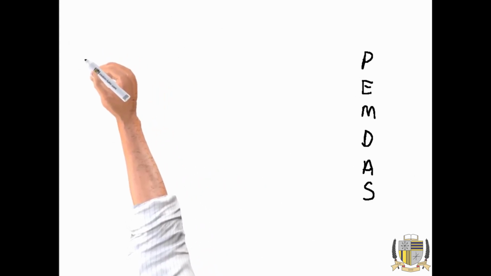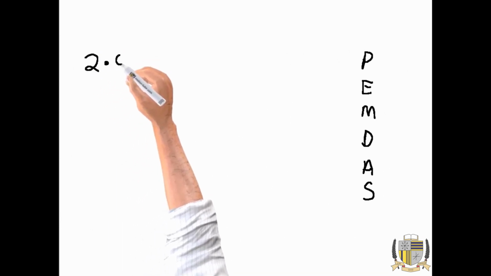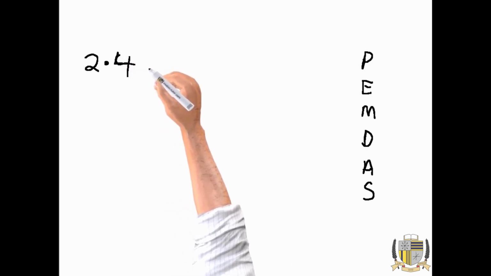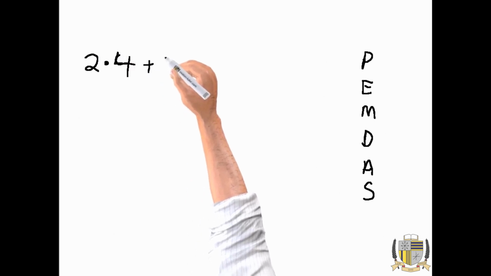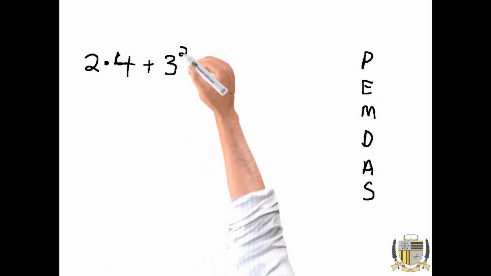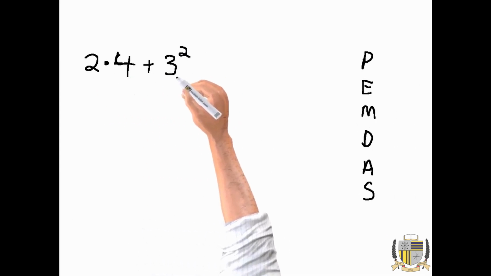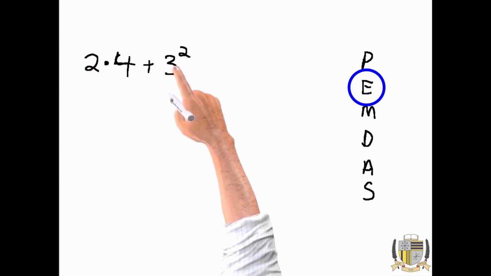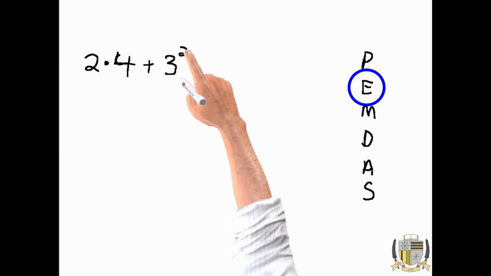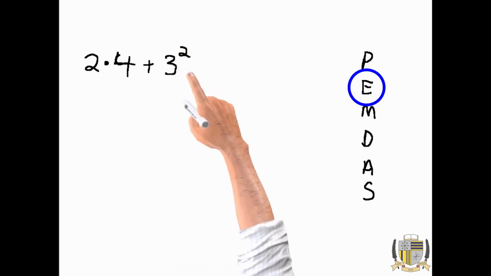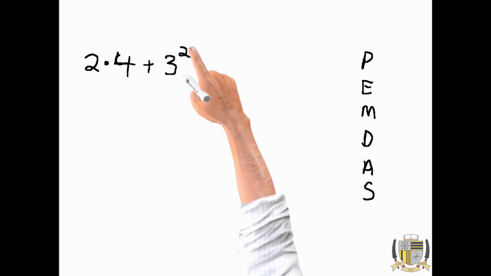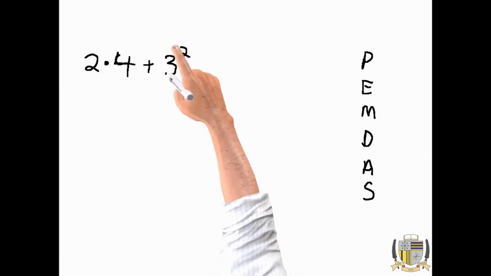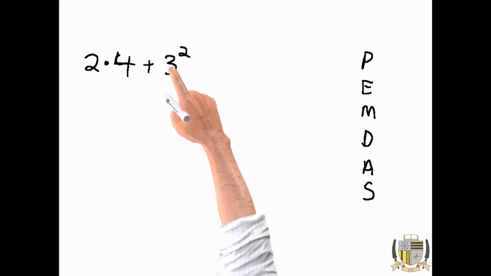So for the final example, we have a 2 times 4 plus 3 raised to the second power. So now looking at this, do we have any parentheses? No. But do we have any exponents? Yes. Because we have 3 raised to the second power. So we're going to have to take care of this first. If we had parentheses going on, then we're going to look in the parentheses. But now we finally have an exponent. And so that's what we're going to have to take care of first.